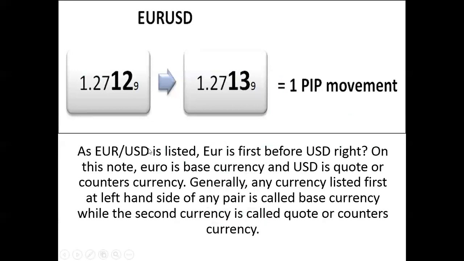As EUR/USD is listed, euro is first before the dollar, right? Then on this note, euro is the base currency here. Euro is the base, the first currency. And the US dollar is the quote or the counter currency. As you can see how they are listed, this is the base, this is the quote. Generally, any currency listed first at the left-hand side of any pair is called the base currency, while the second currency is called the quote or counter currency. This is the example. This is the base currency. This is the counter currency.